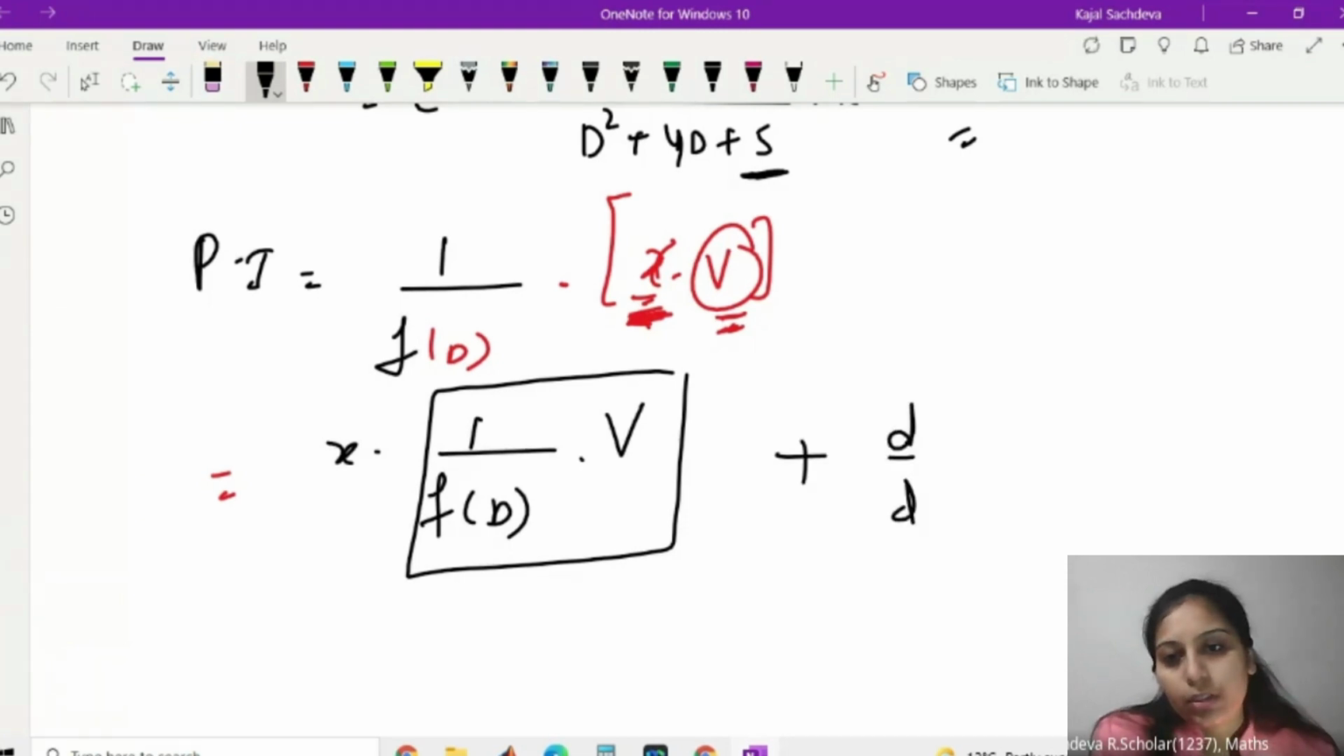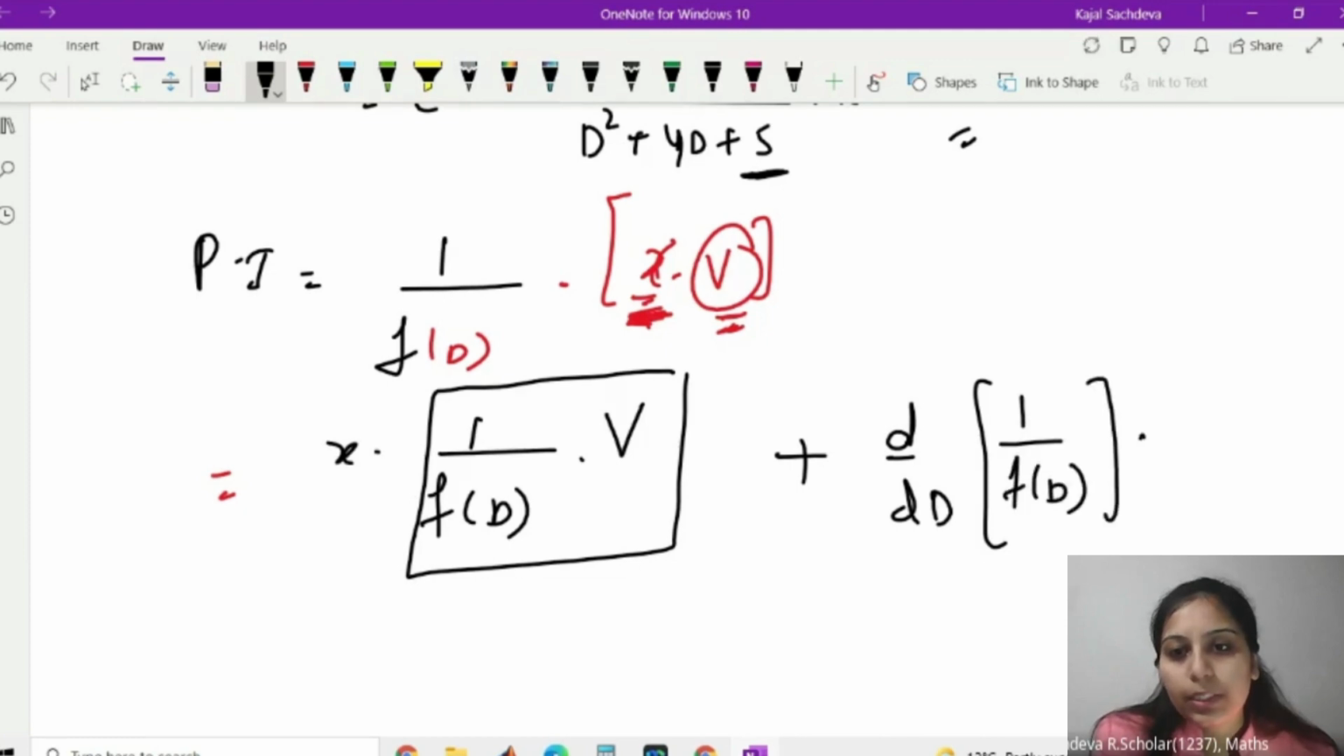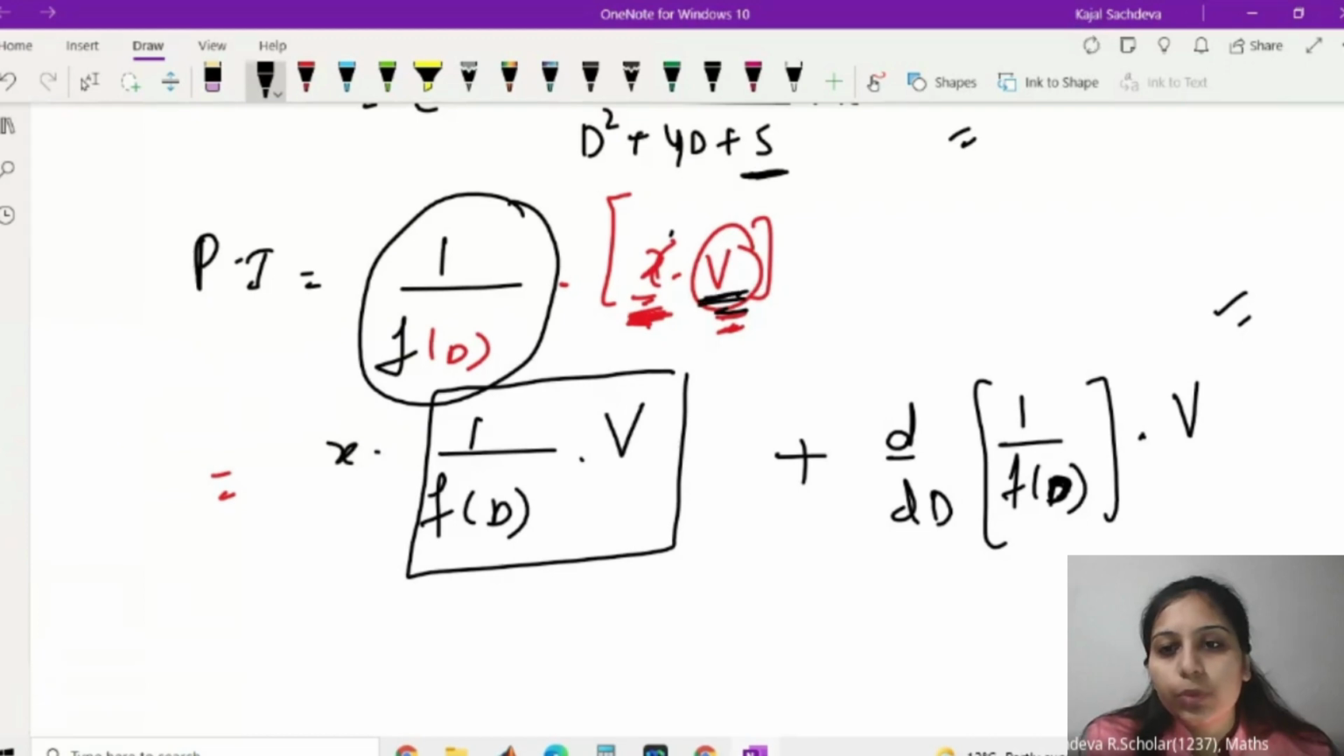then we add the derivative of 1/f(D) with respect to D, applied on V. So this is the formula. This is quite a difficult formula, but you can apply it very easily. We take x first, then 1/f(D) into V, plus the derivative of this into V.